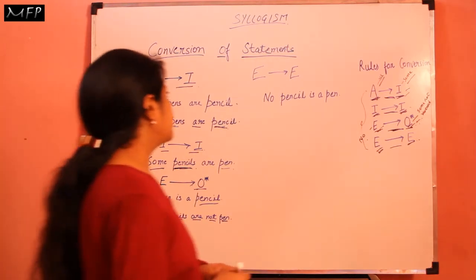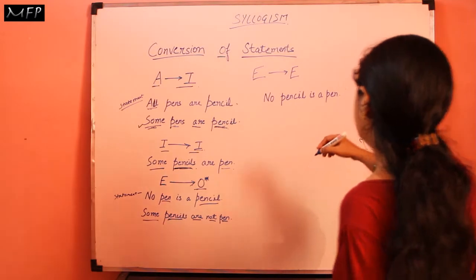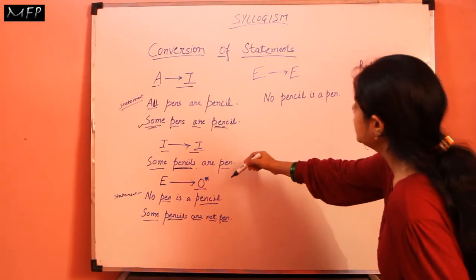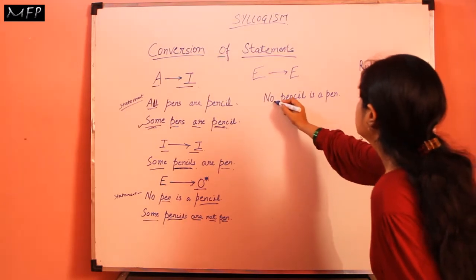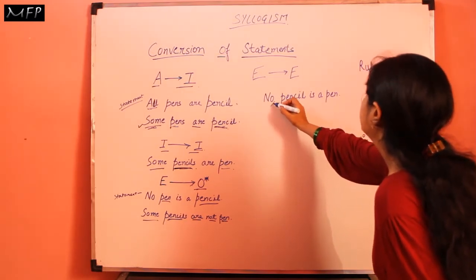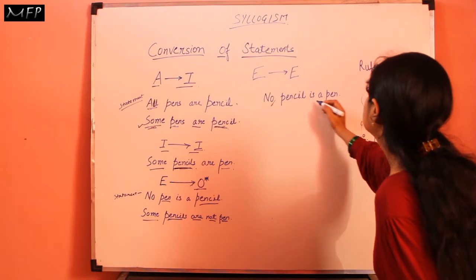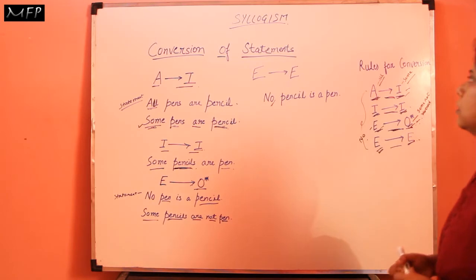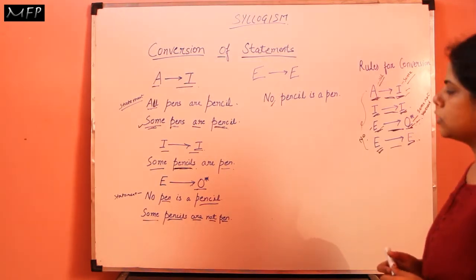And an E-type statement can further be converted into an E-type statement. That is, if the statement is: no pen is a pencil, then the converted statement will be: no pencil is a pen. So this was the conversion of statements, the rules for conversion of statements.